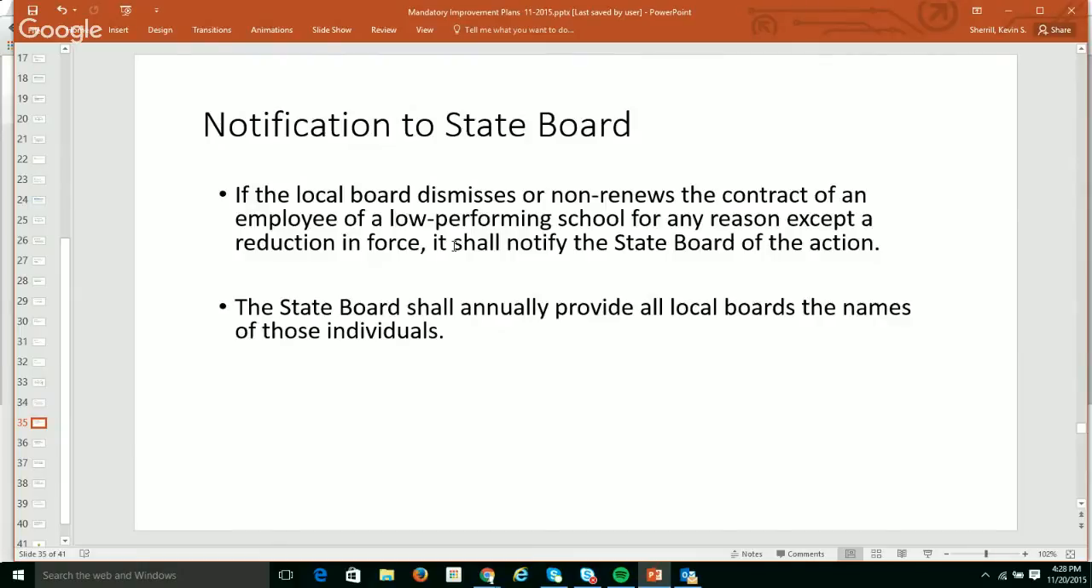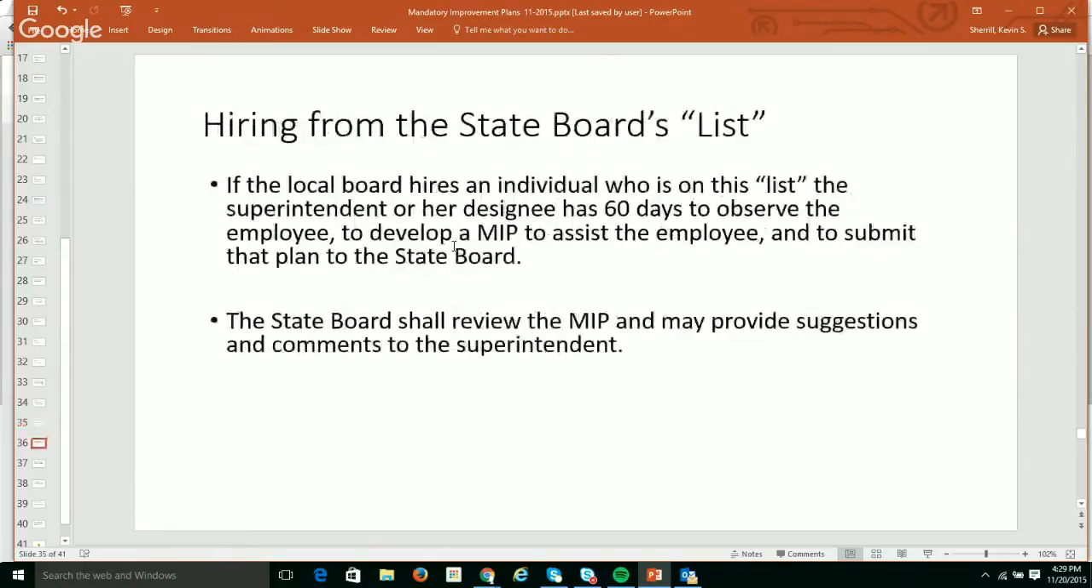So for any reason at all, meaning not even if they've ever been on a mandatory improvement plan, but let's say that we had to dismiss them for health reasons, after they were out for a certain period of time and were unable to return to work. We're required to notify the state board that they've been dismissed or non-renewed from a low-performing school. And then the state board, every single year, is going to provide all local boards in North Carolina the names of these people. That list is going to get circulated around the state, and it's going to say these are the people who were dismissed or non-renewed from low-performing schools.